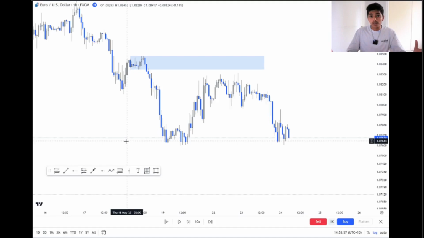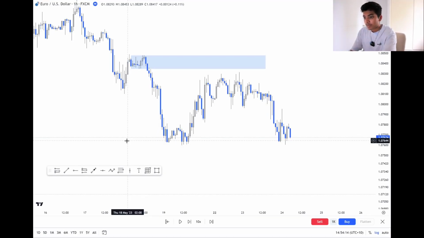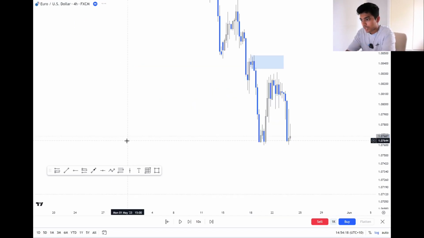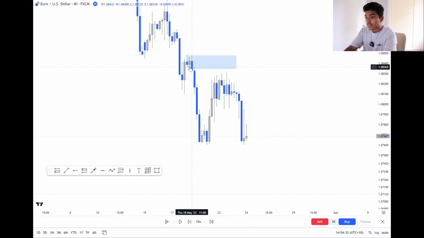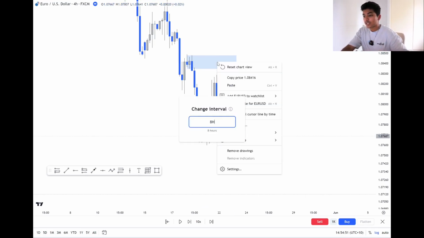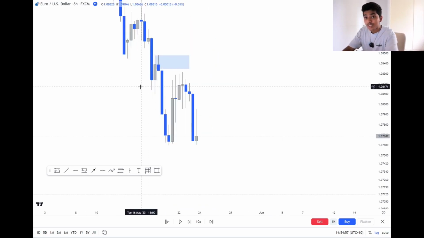So we're here on the 1 hour time frame, and let's go to the higher time frame. Let's go to the 4 hour. What can we see here? Here on the 4 hour, we can see that there's a nice doji candle. What if price doesn't come into this zone? What can we do to avoid this mistake? Go to the higher time frame. So now I'm going to go to the 8 hour time frame. What can we see on the 8 hour? We can see a nice 8 hour candle right here.